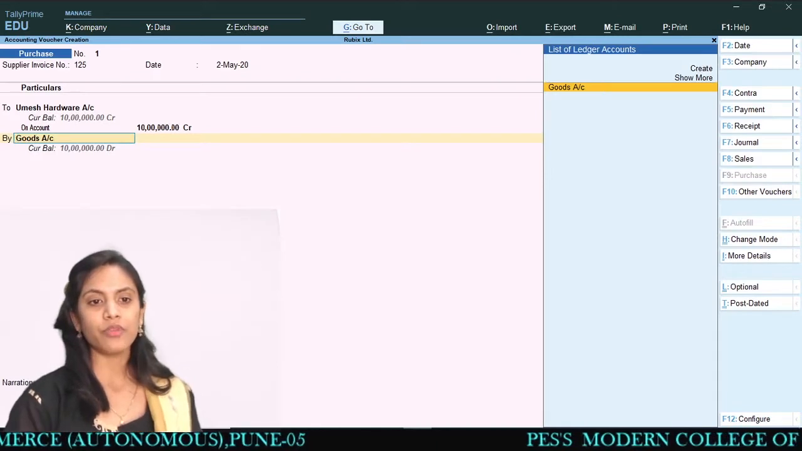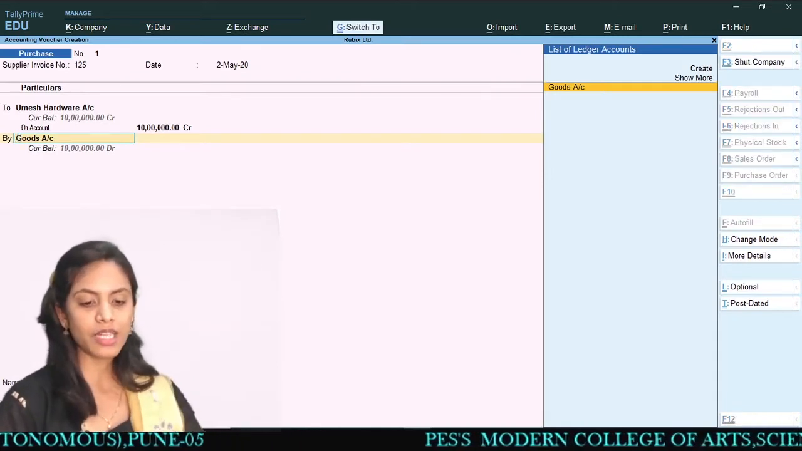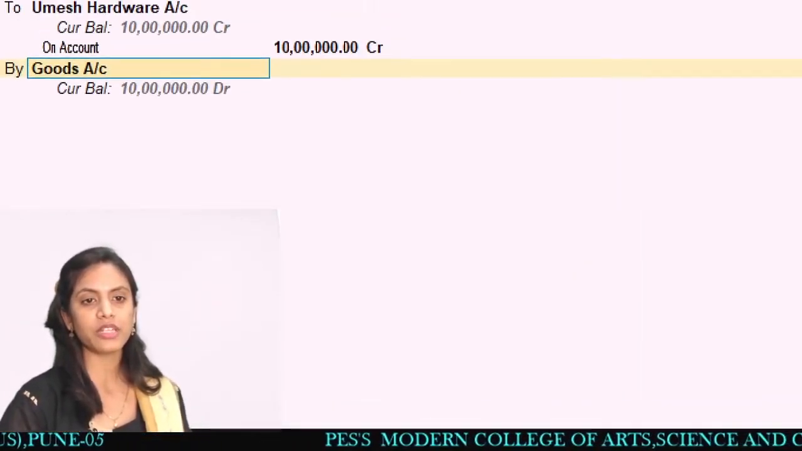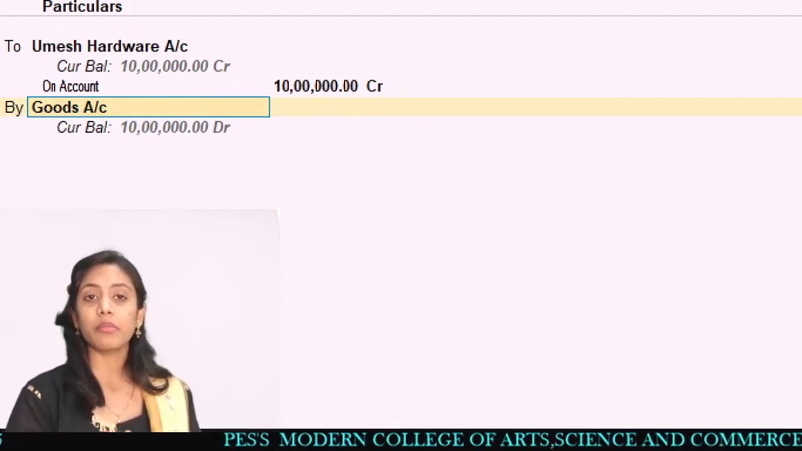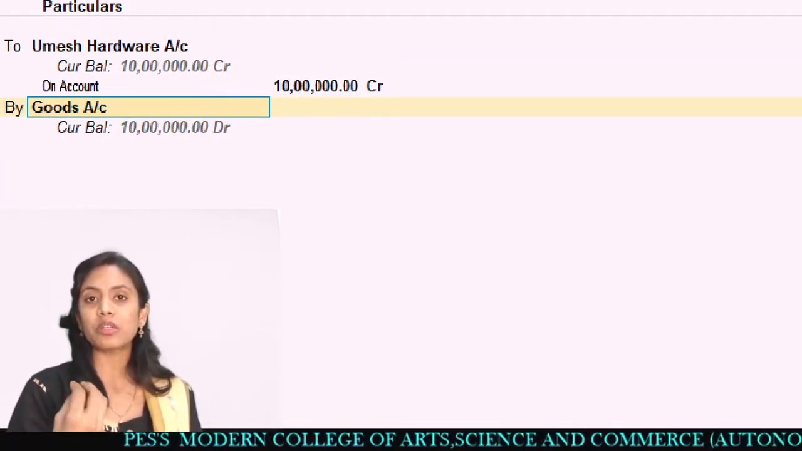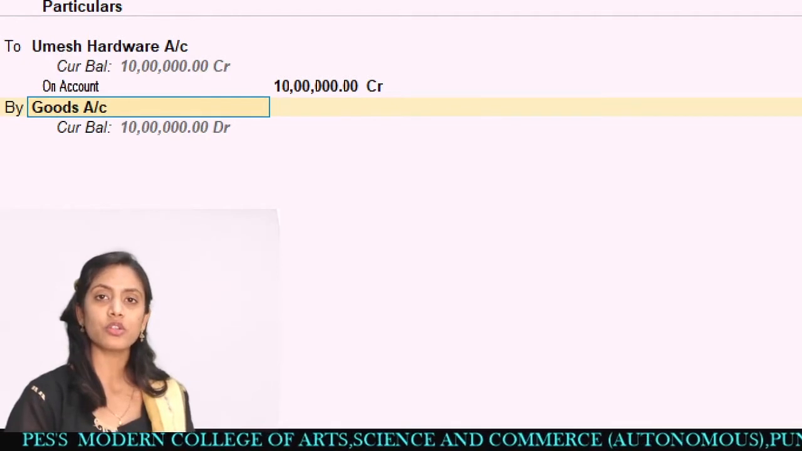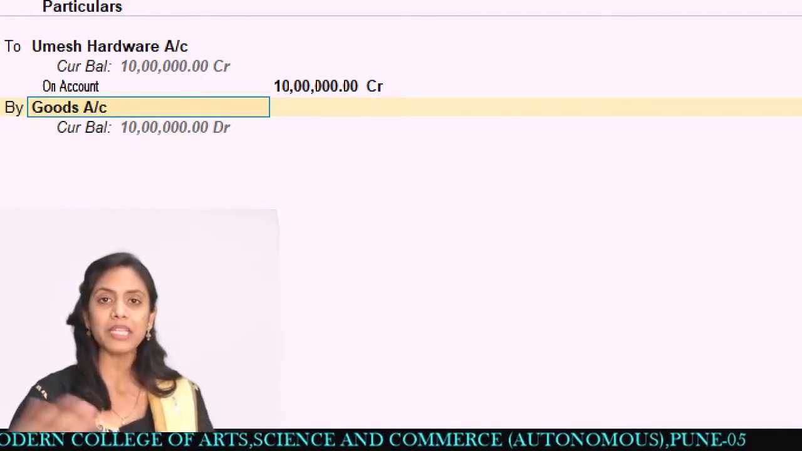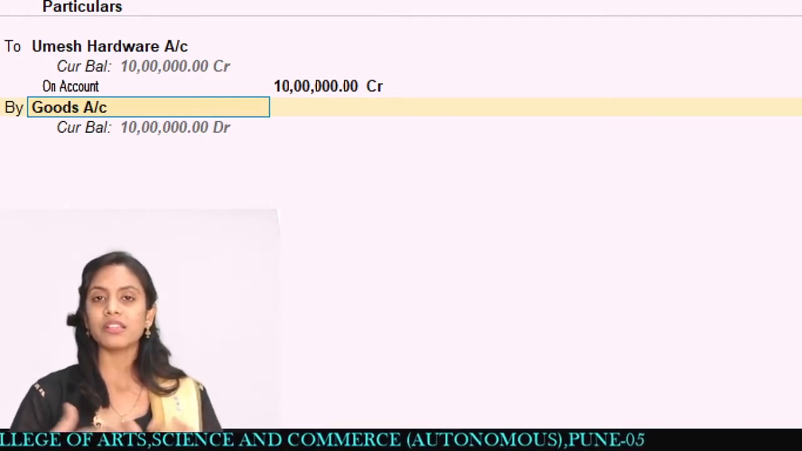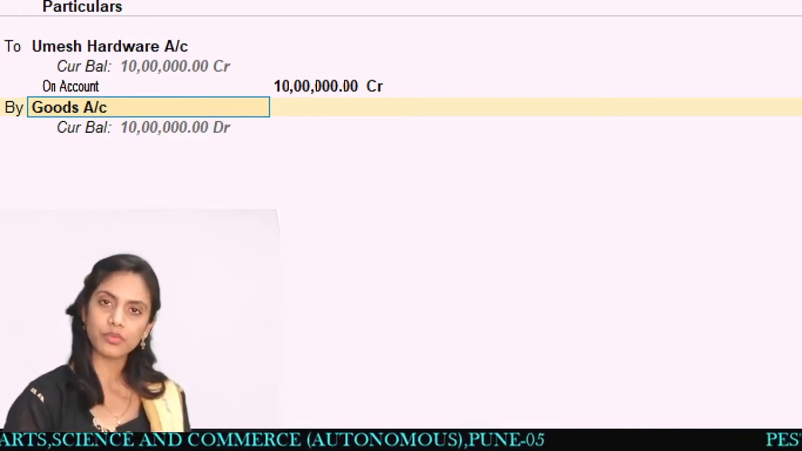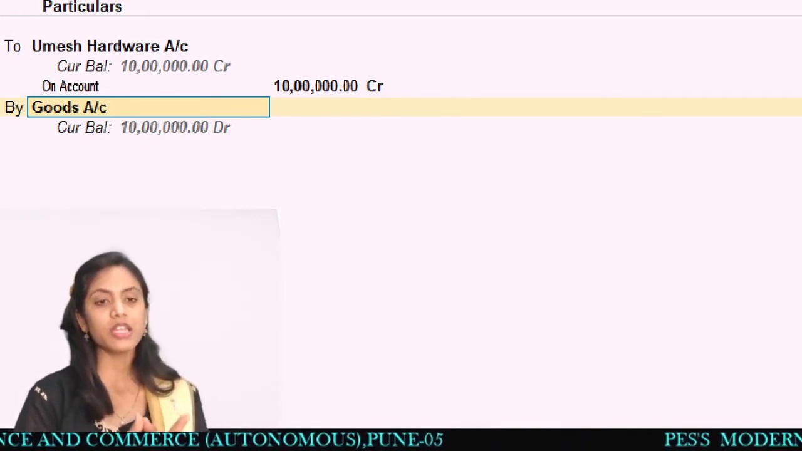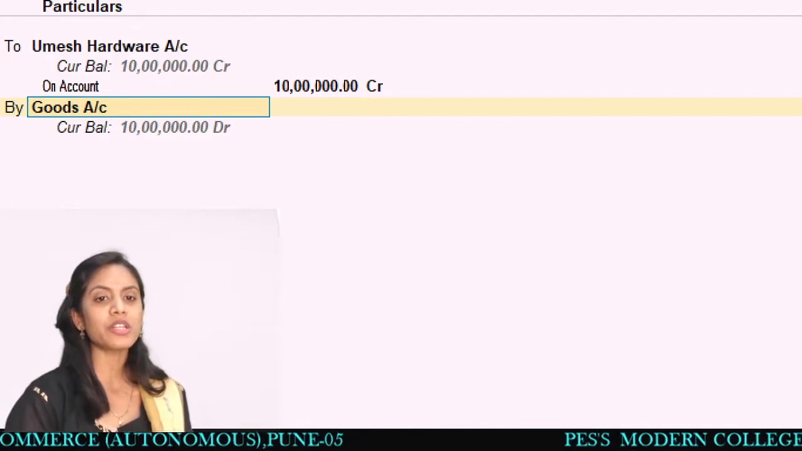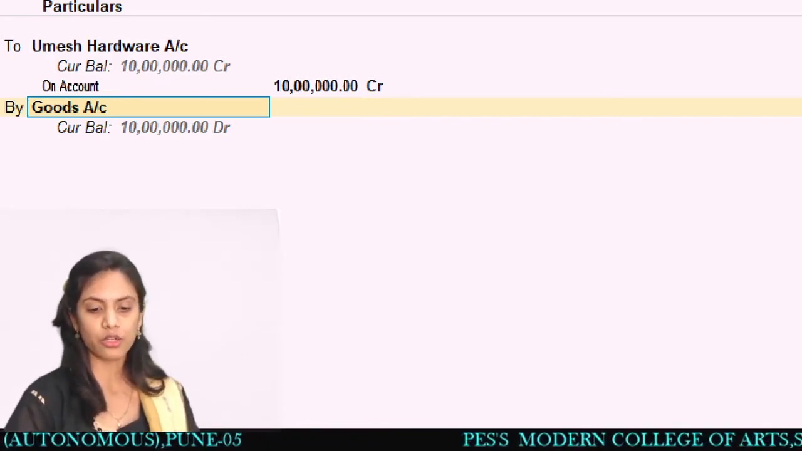Okay, then which account is going to be debited? As you can see by the option over here, it means that it is debited. Which account is going to be debited? Of course, the purchased goods, that's the goods account. Goods can be anything. Right now we do not have that much detail with us, so we have just put a goods account over here. So the goods account is debited to the Umesh Hardware account.